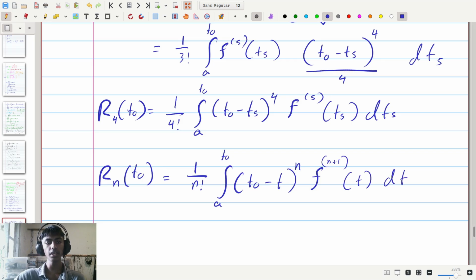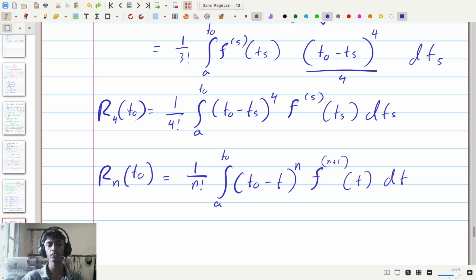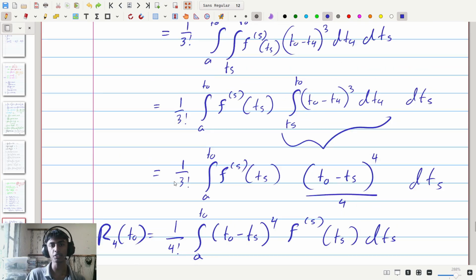So therefore this is the expression of the remainder, which means if we want to test if a Taylor series is convergent, we need to test this expression right here as n approaches infinity. So then we can write that this is the expression we need.